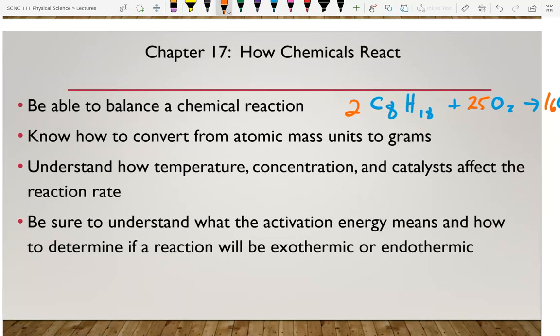Know how to convert from atomic mass units to grams? We've now said that 3 times, so it is something useful to know. 1 mole of H2 is 2 grams because 1 molecule of H2 is 2 atomic mass units. So if I take a mole of it, I just take the number of atomic mass units and convert it to grams.